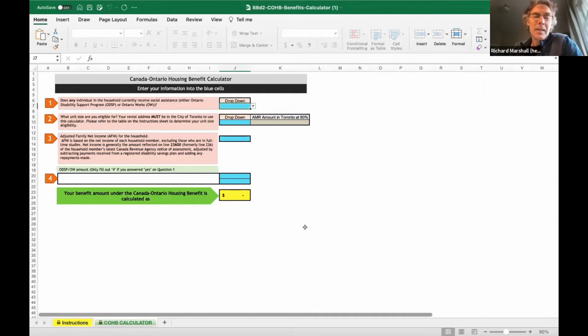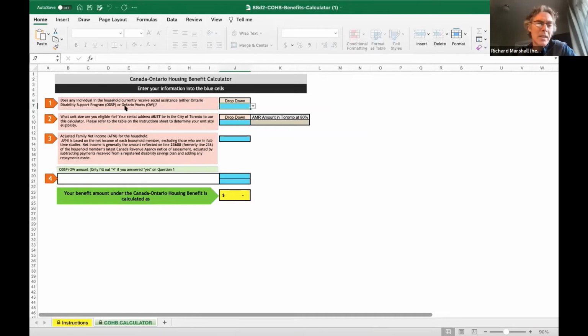And it's fairly simple. There's just a few blue boxes here and some questions. And what this calculator will do is give a potential applicant a sense of the benefit amount that they can expect. It's just an estimate. The Ministry of Finance is the one that does the final determination of what the benefit is. But we'll just go through a couple of scenarios.